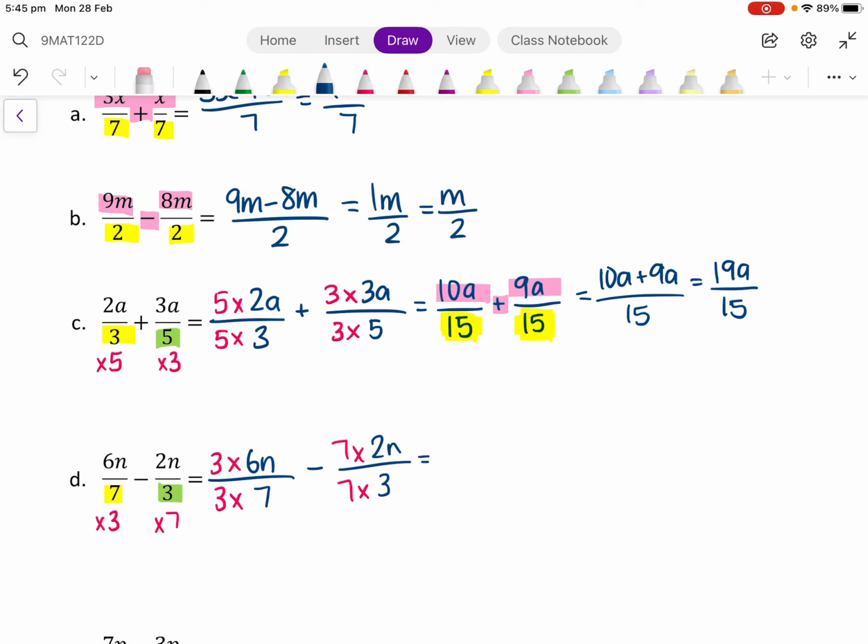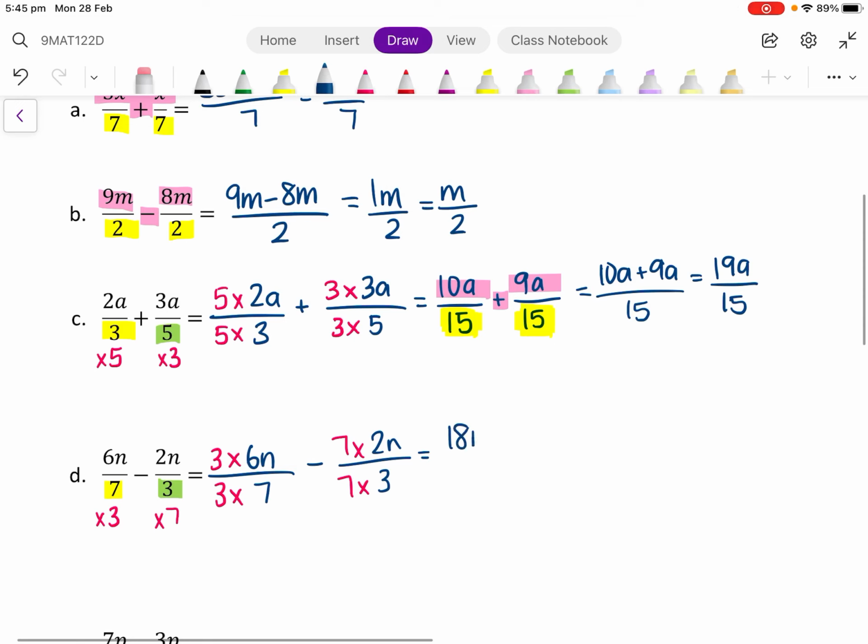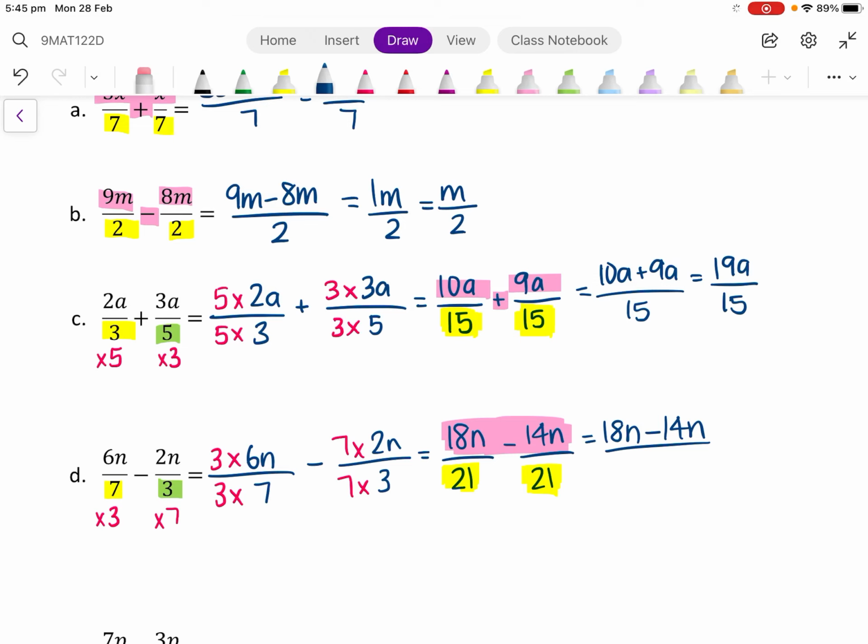Now, 3 times 6n is 18n over 3 times 7 is 21, minus 7 times 2n is 14n over our denominator of 7 times 3, which is 21. This will then equal, because we have the same denominators, we can then subtract our numerators. So 18n minus 14n over our denominator of 21, where 18n minus 14n is 4n over 21.